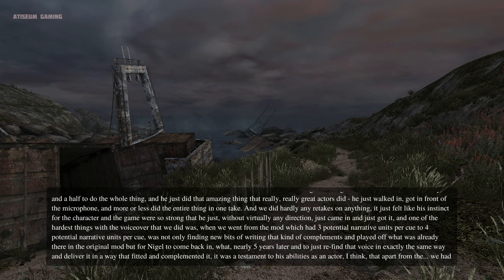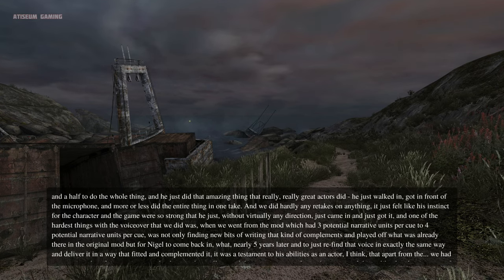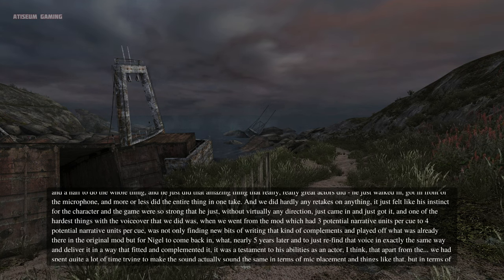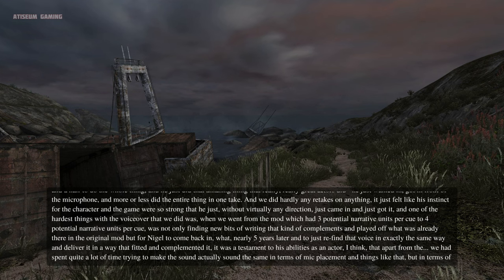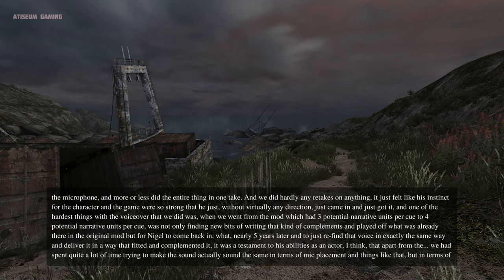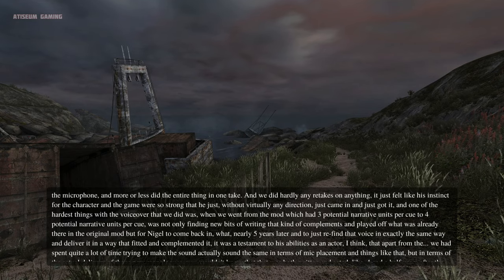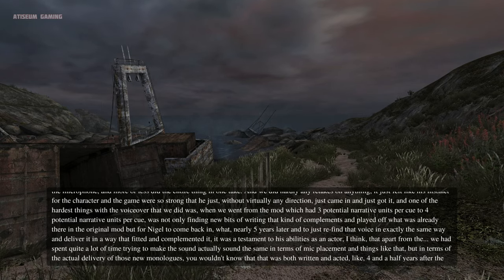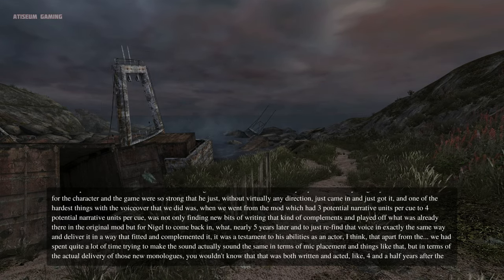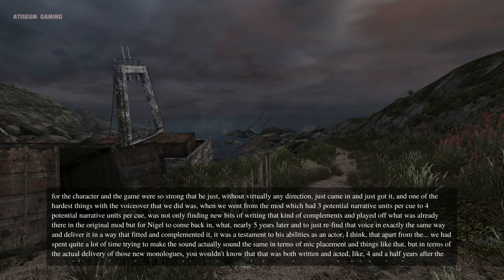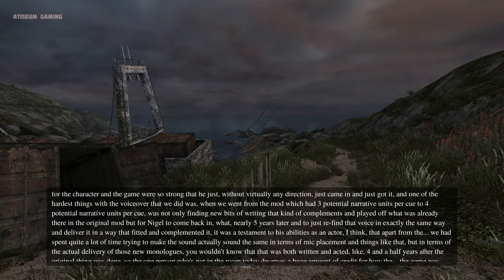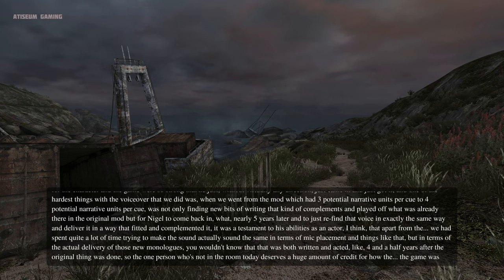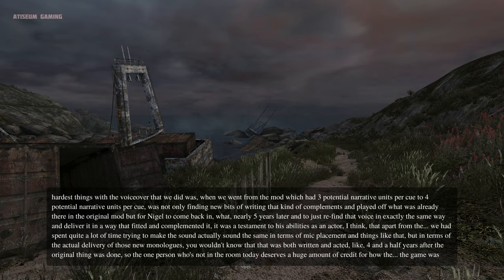One of the hardest things with the voiceover that we did was when we went from the mod, which had three potential narrative units per cue, to four potential narrative units per cue. It was not only finding new bits of writing that complemented and played off what was there in the original mod, but for Nigel to come back in nearly 5 years later, and to just re-find that voice in exactly the same way and deliver it in a way that fitted in and complemented it was a real testament to his ability as an actor, I think. We had spent quite a lot of time trying to make the sound actually sound the same in terms of mic placement and things like that, but in terms of the actual delivery of those new monologues, you wouldn't know that they were both written and acted 4.5 years after the original thing was done.